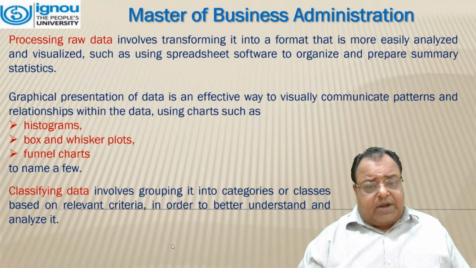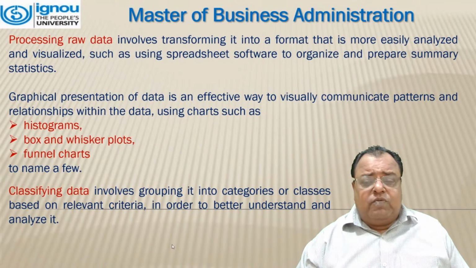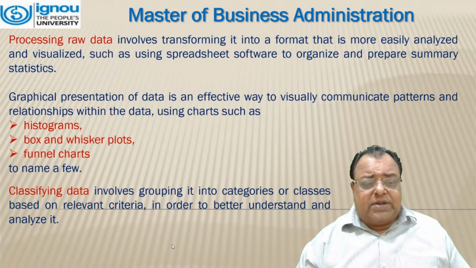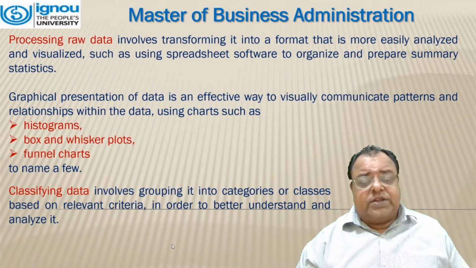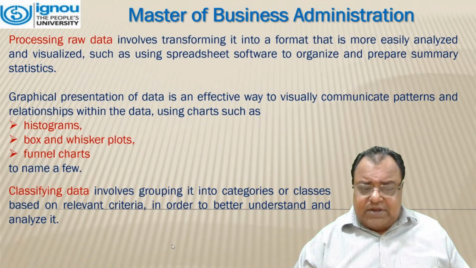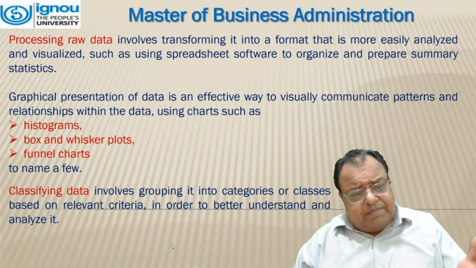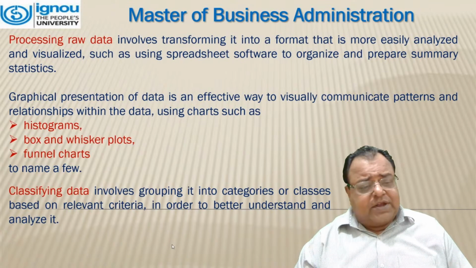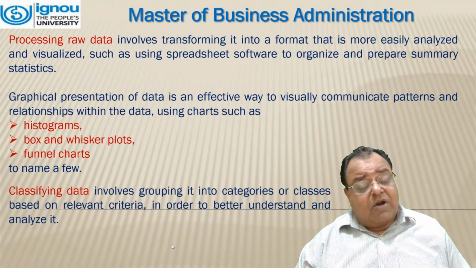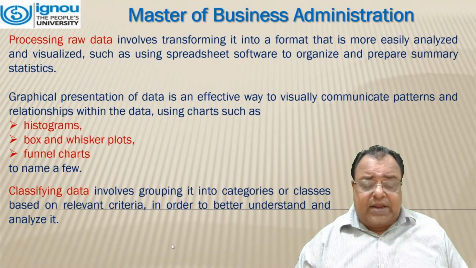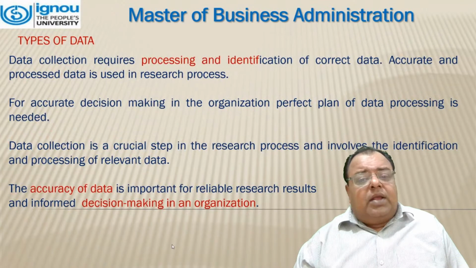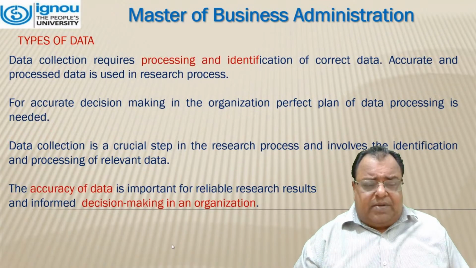Graphical representation of data is an effective way to visually communicate patterns and relationships within the data using charts such as histograms, box and whisker plots, funnel charts, to name a few. And some of them we will discuss in our discussion today. Classifying data involves grouping it into categories or classes based on relevant criteria in order to better understand and analyze it. We'll start with what are the different types of data.